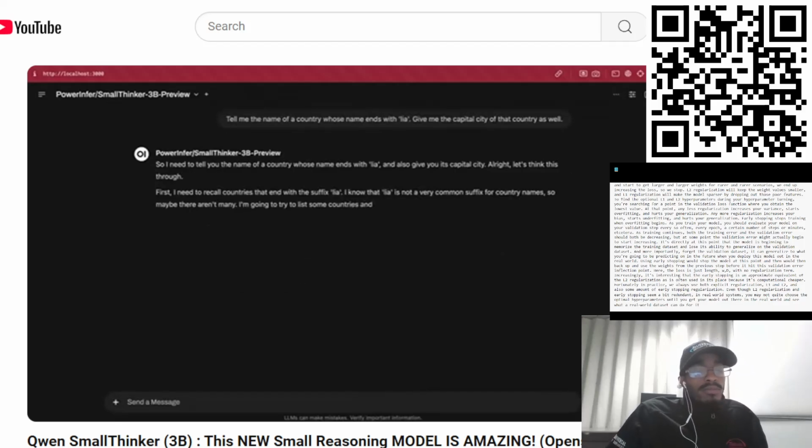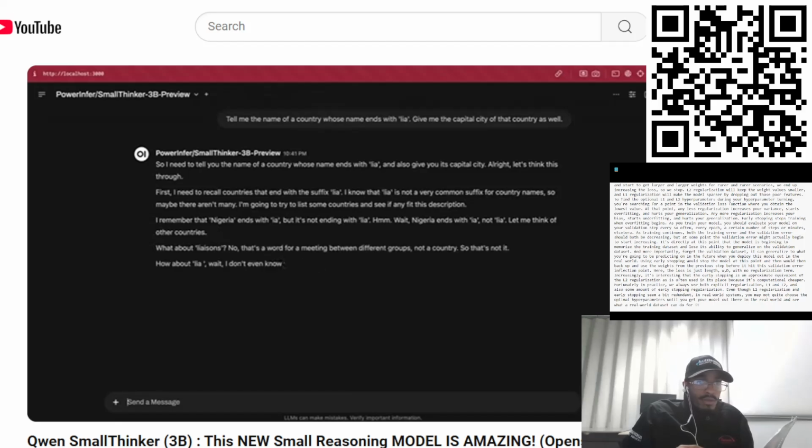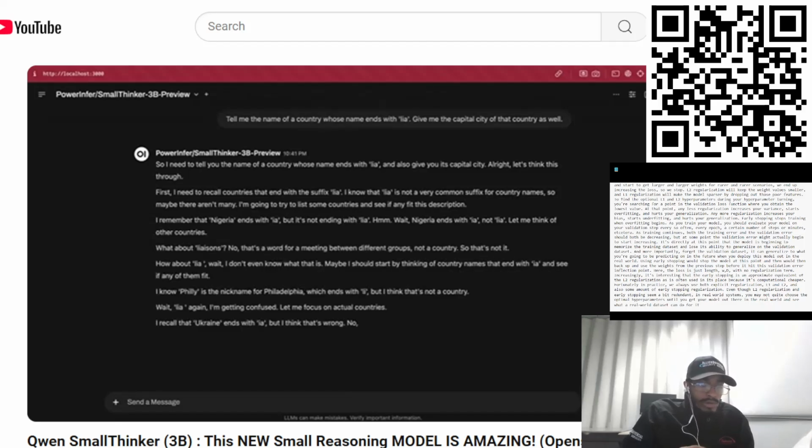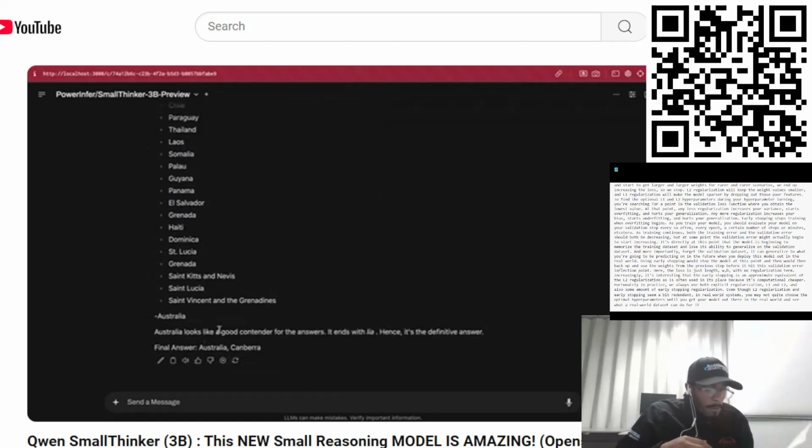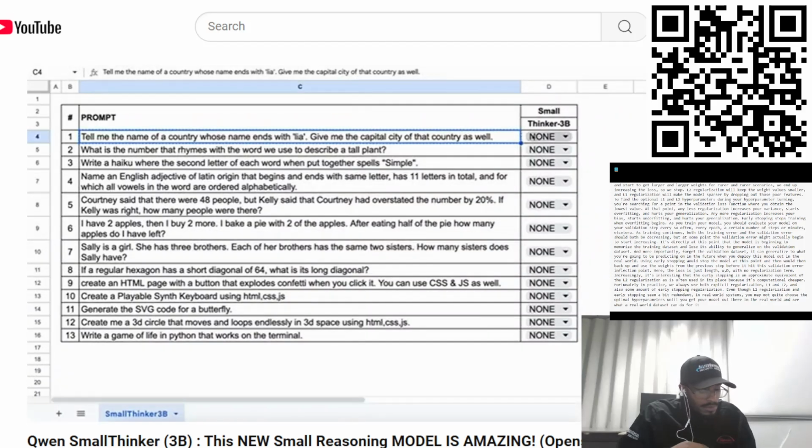And actually, it's very similar to the QwQ chain of thought and feels like just a smaller version of QwQ. Anyway, if we wait a bit, then we have the answer as well, which is fully correct. So, let's keep this a pass.